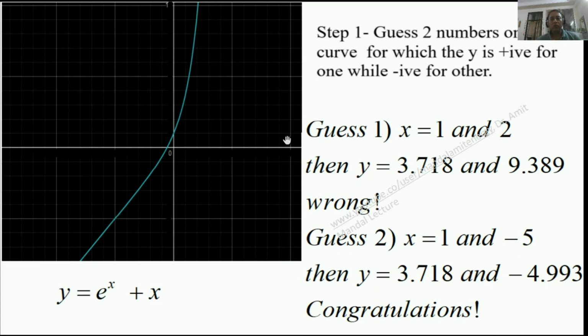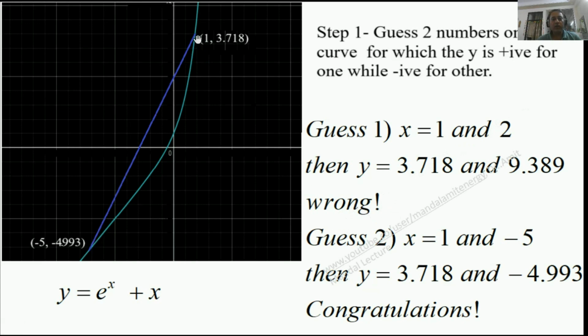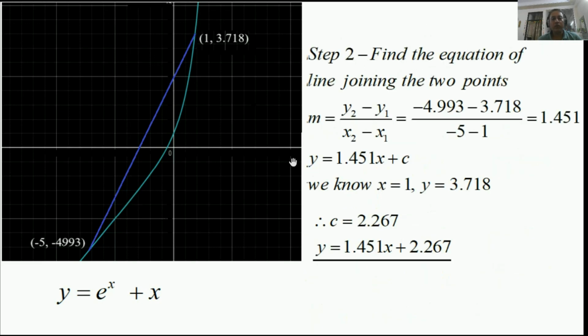Now join the 2 points with a straight line. These are the 2 points and I have joined them with a straight line. This straight line will have its equation, and we know the straight line equation is given by y equals mx plus c. So what is m? m is (y2 minus y1) upon (x2 minus x1). So y2 minus y1 is minus 4.993 minus 3.718, and in the denominator minus 5 minus 1, which equals minus 6. So ultimately I get m to be 1.451.